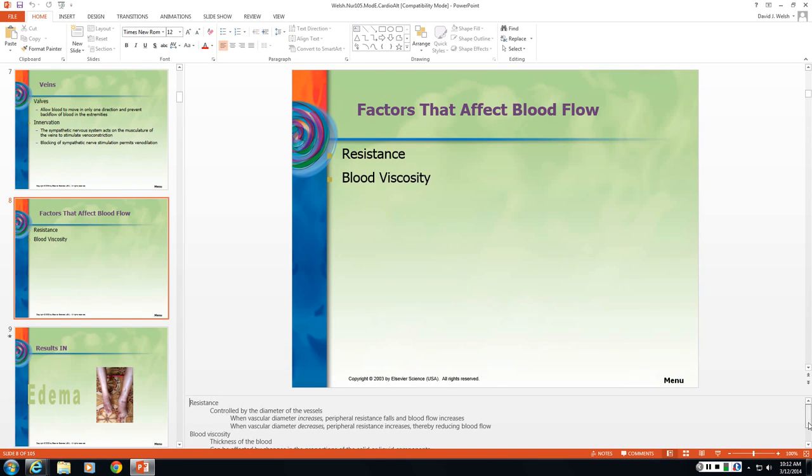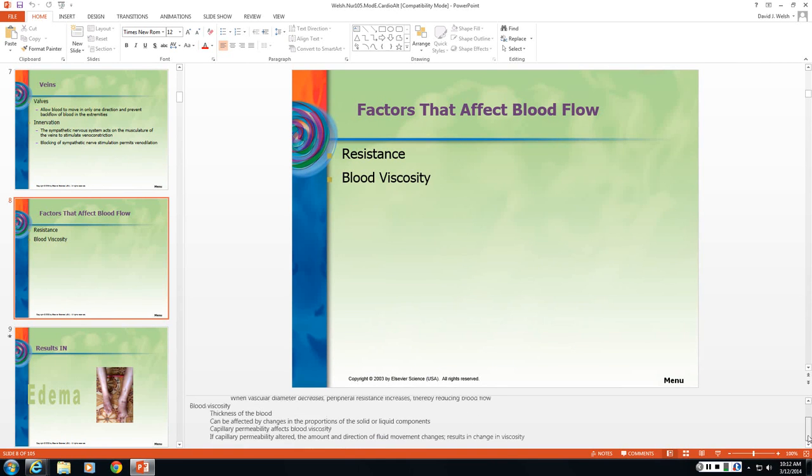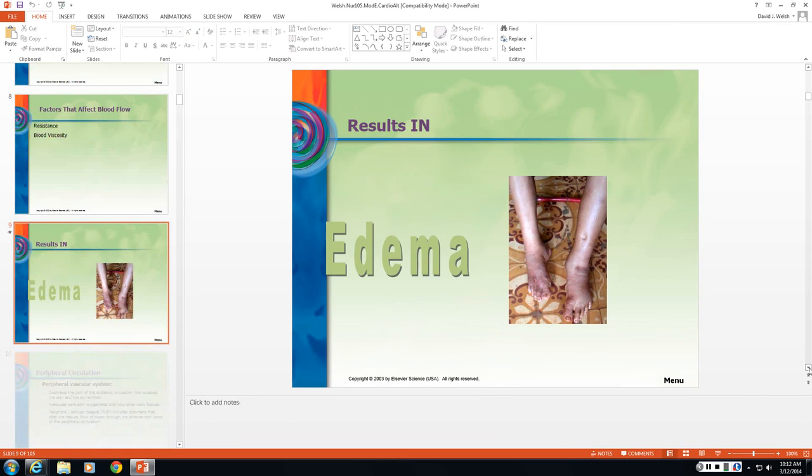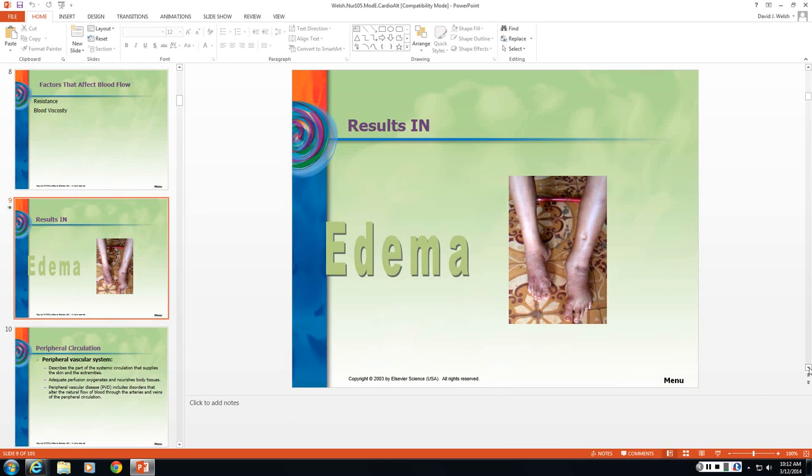Now, blood viscosity is basically the thickness of the blood, and this can be affected by changes in the proportions of the solids and liquids components of the blood. Capillary permeability affects blood viscosity also. If capillary permeability is altered, the amount and direction of the fluid movement changes and results in viscosity. And this, in turn, results in edema.